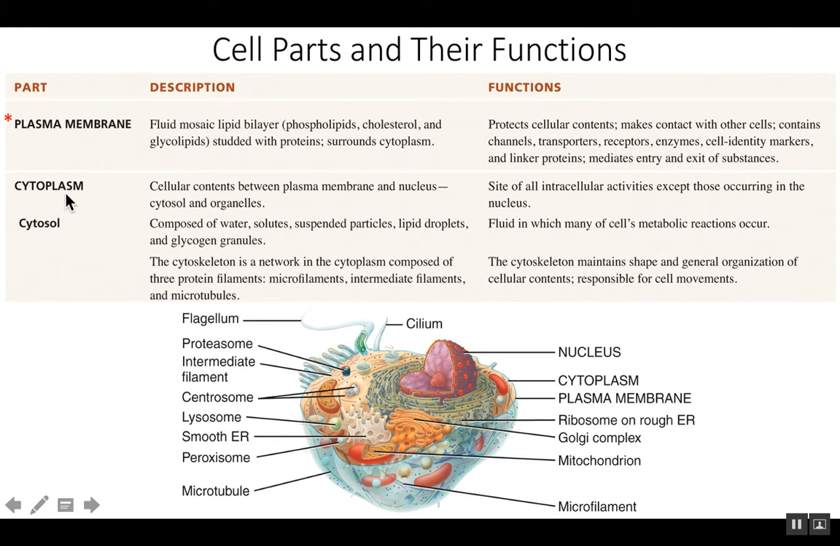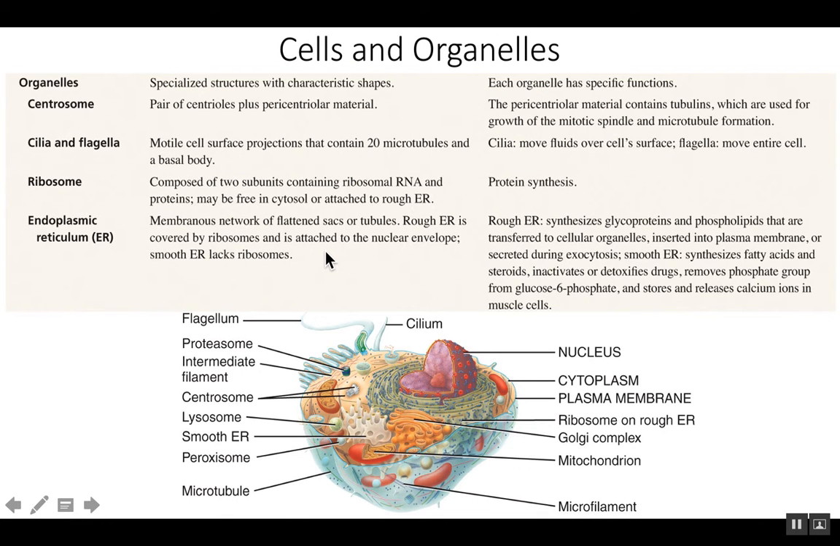Cytoplasm is everything inside. So cellular contents between the plasma membrane and the nucleus. So it's everything except the nucleus and the plasma membrane, to keep it simple. We often call this the intracellular space or intracellular fluid. And it's going to contain a lot of different organelles that we're going to learn about. What are some of these organelles that are going to be important for anatomy and physiology?